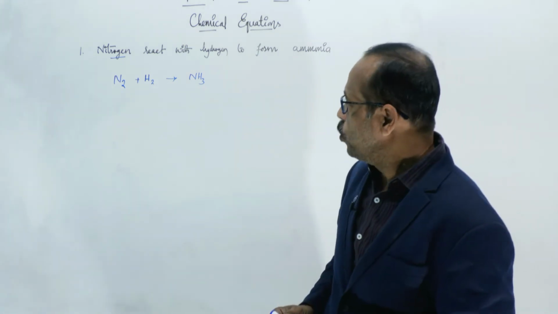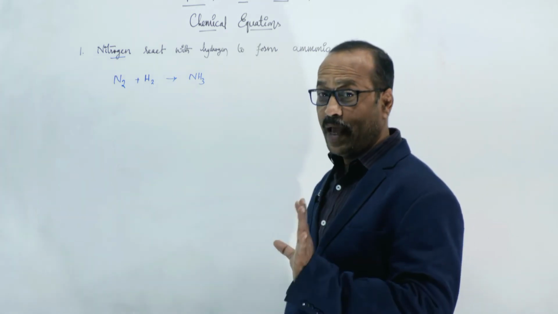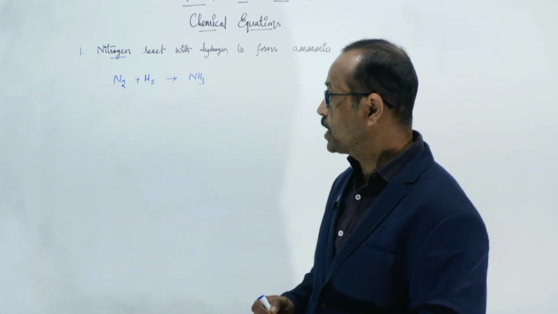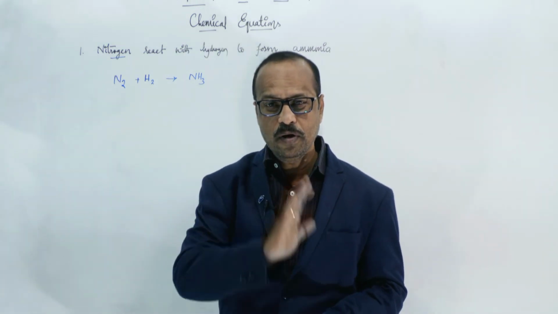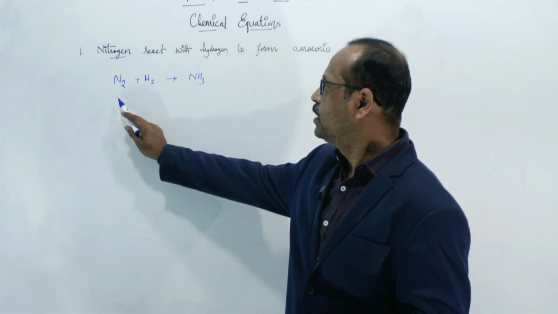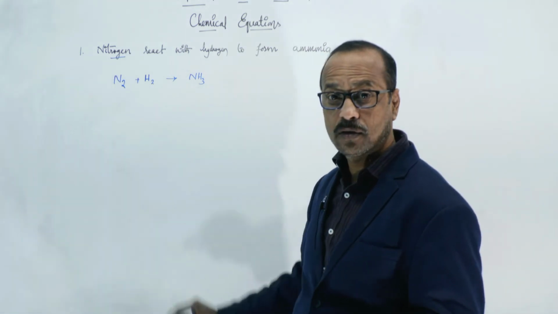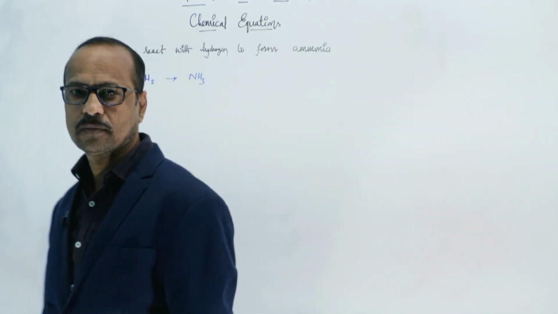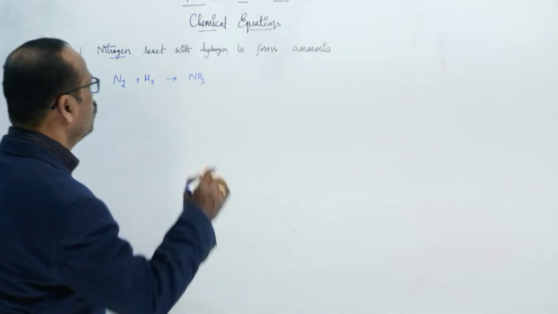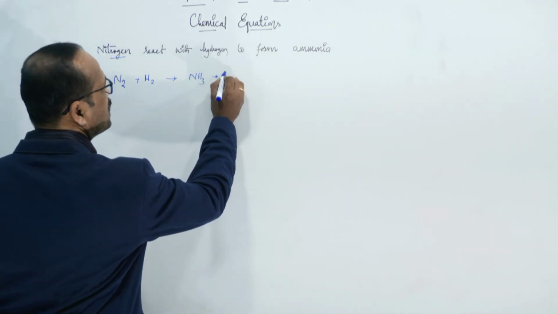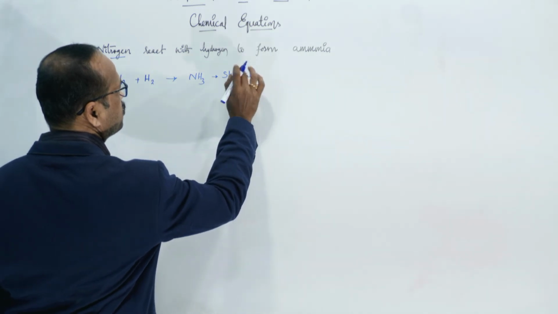Clear? Now according to this one, this is correct only. But whether the elements are balanced or not, let's check. According to the law of conservation of mass, what I said, the total number of atoms in the reactant should be equal to the product side. Now once you check here, 2 nitrogens, but here only 1 nitrogen, here 2 hydrogens, but here 3 hydrogens are there, it's not balanced. So now what we need to do? We need to balance. So this reaction is called the skeletal equation.